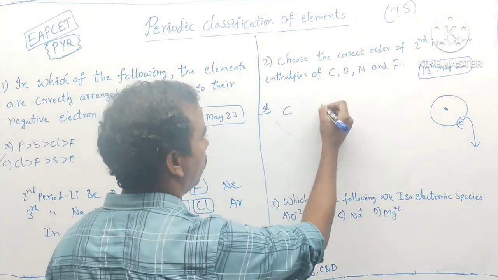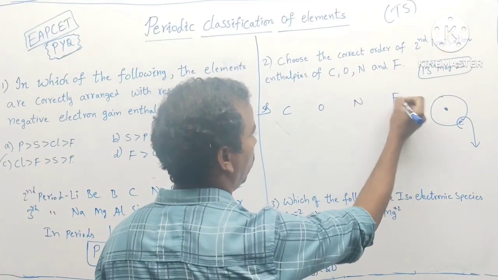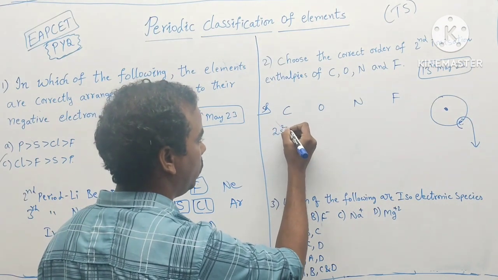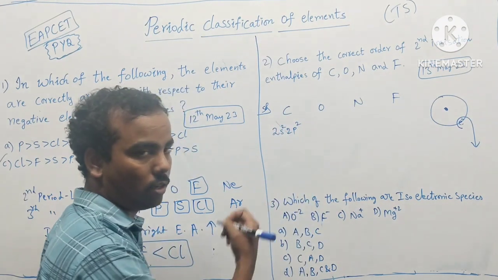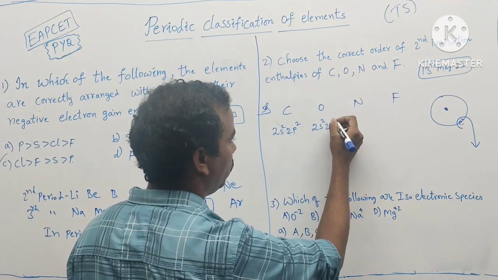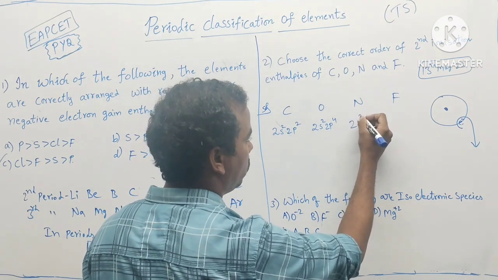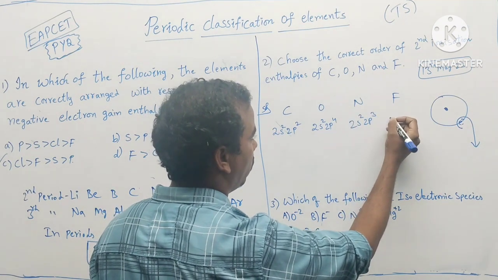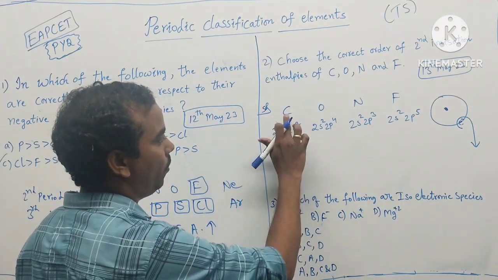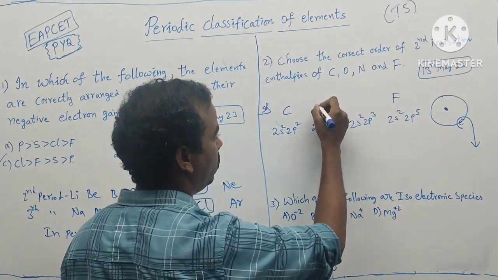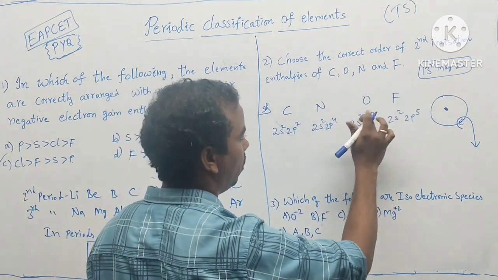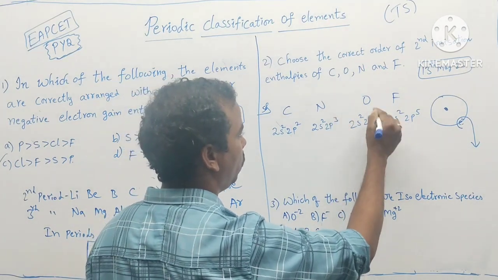So carbon, oxygen, nitrogen, fluorine. Carbon, atomic number 6, has valence shell electronic configuration 2s2, 2p2. Oxygen, atomic number 8, has valence shell electronic configuration 2s2, 2p4. Nitrogen is 2s2, 2p3. Fluorine is 2s2, 2p5. So after carbon, here nitrogen, next oxygen, because carbon 6, 7, 8, 9 go 2p2, 2p3, 2p4, 2p5.